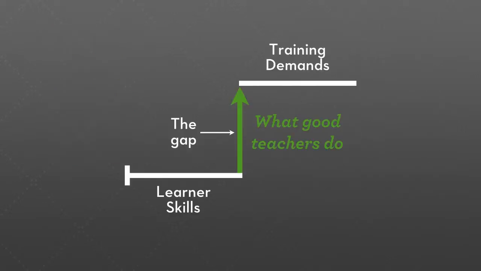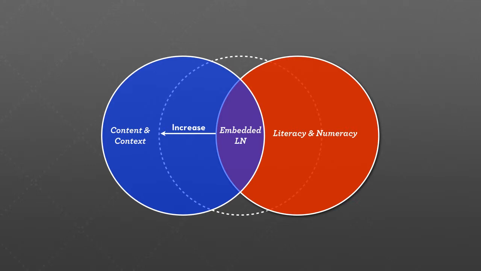This is another way of thinking about it. This is what good teachers do. Good teachers bridge the gap between the training demands, what your students ought to be able to do, and your learners' skills, in other words, what they can actually do. This is just another way of thinking about it, bringing together the specific literacy and numeracy that your content and context needs. And as you bring these 2 things together, you increase the embedded literacy and numeracy. You increase the contextualized and embedded component of your course.